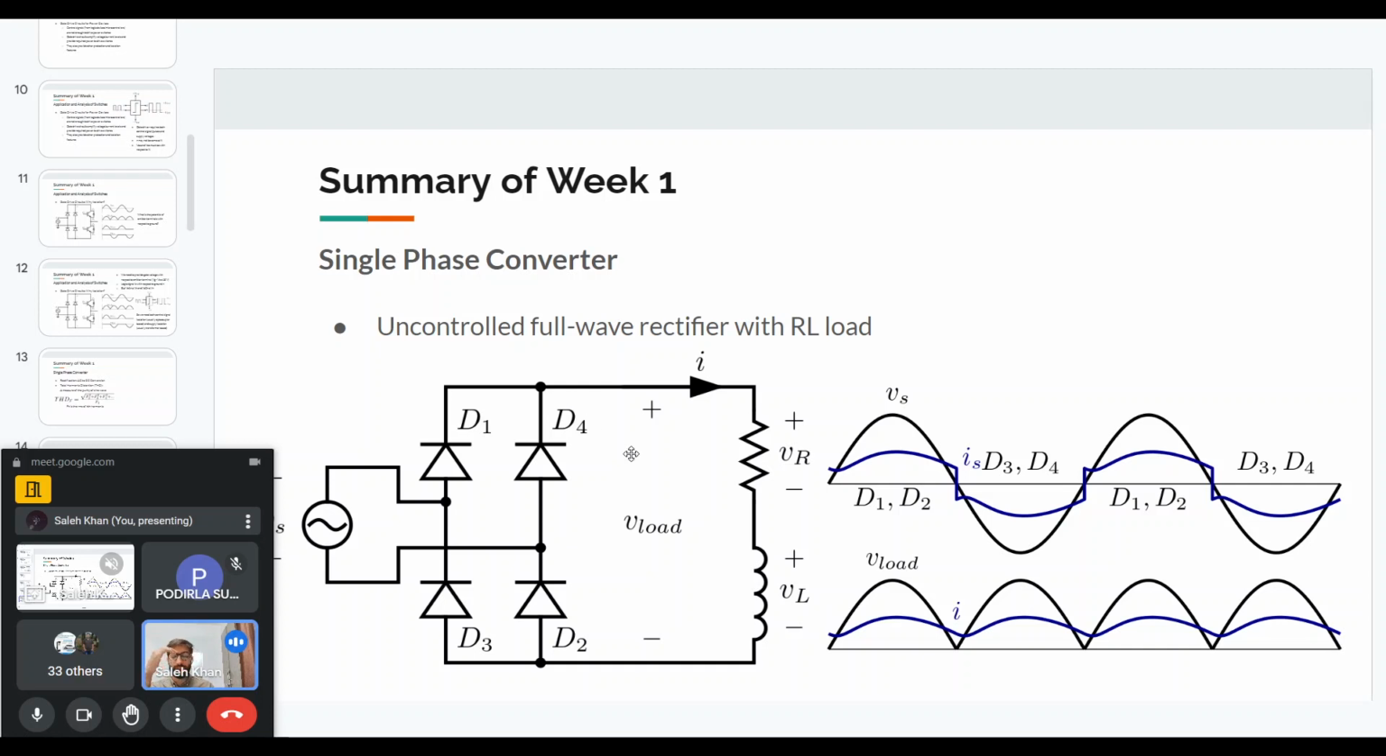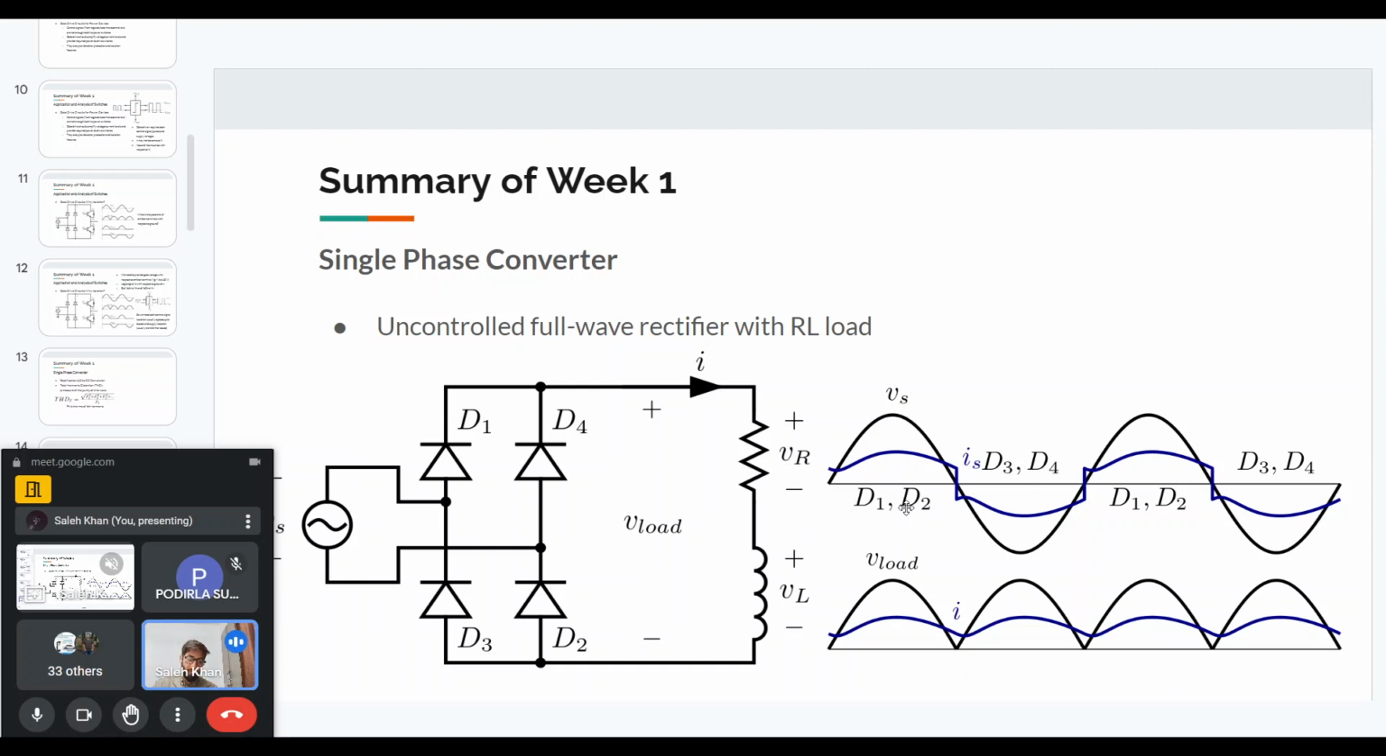In the case of a full wave rectifier, we will have four diodes, and based on whether the supply is in the positive half cycle or negative half cycle, different diodes will turn on, and that will lead to a continuous current from the input.